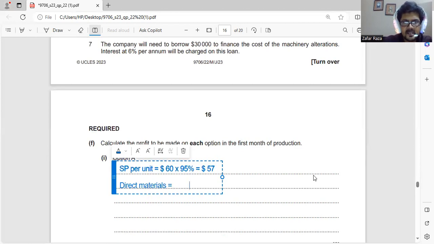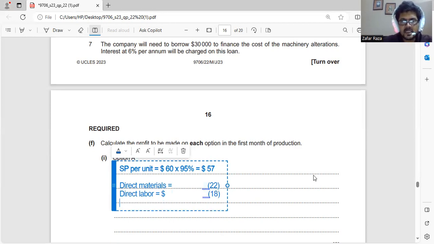Direct material $22, direct labor $18. That means our new contribution would be 57 minus 22 minus 18. New contribution would be $17.